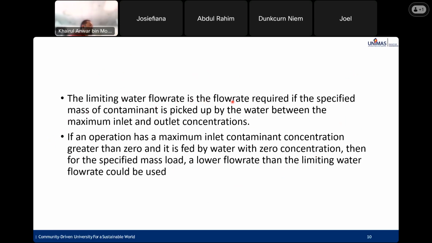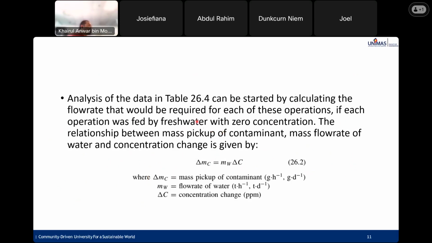The limiting water flow rate is the flow rate required if the specified mass of contaminant is picked up by the water between the maximum inlet and outlet concentration, so between the C in and the C out. If an operation has a maximum inlet contaminant concentration greater than zero and is fed by water with zero concentration, then the limiting water flow rate would be as follows. Analysis of the data in table 26.4 can be started by calculating the flow rate that would be required for each of these situations. Remember in 26.4 you have 4 streams, each with a different C in and C out, different values of contaminants, right?